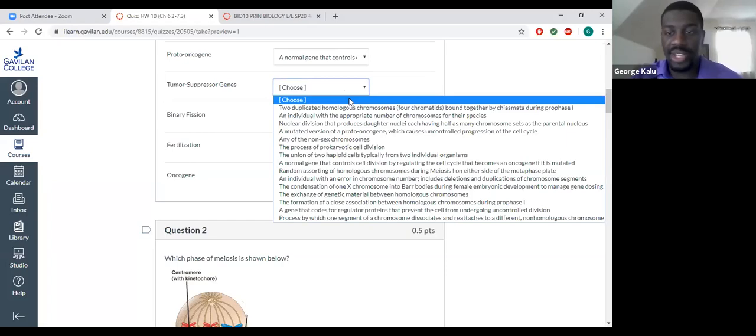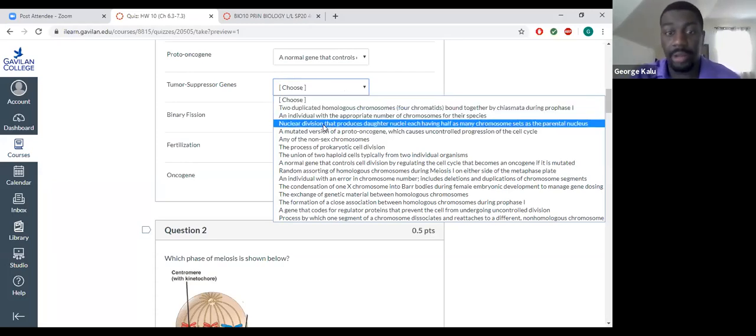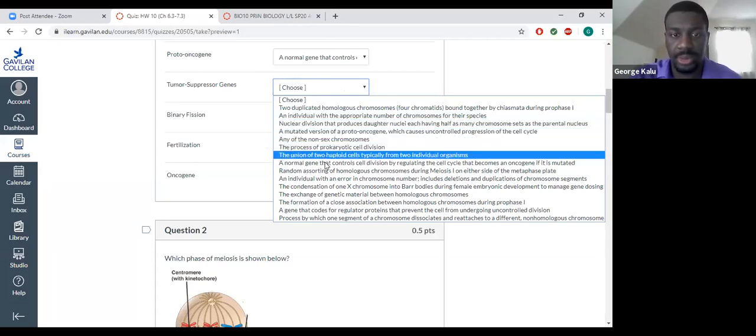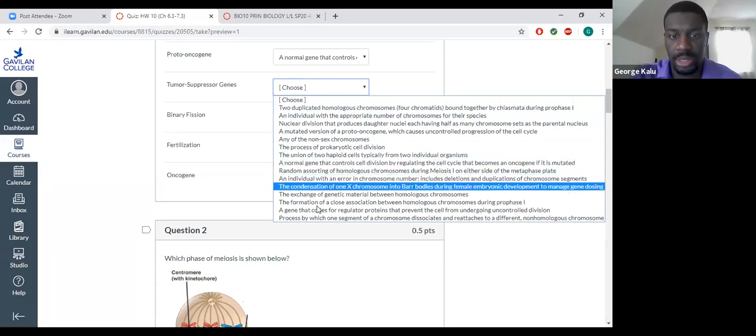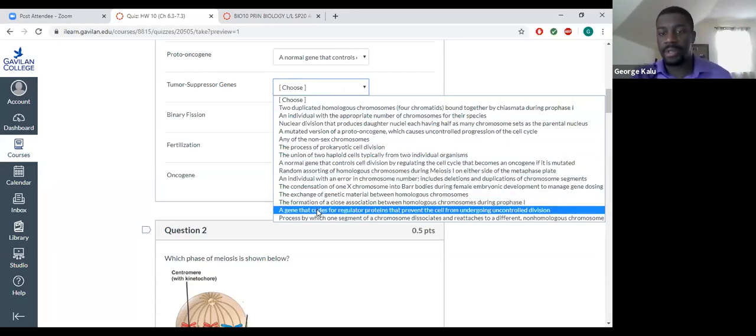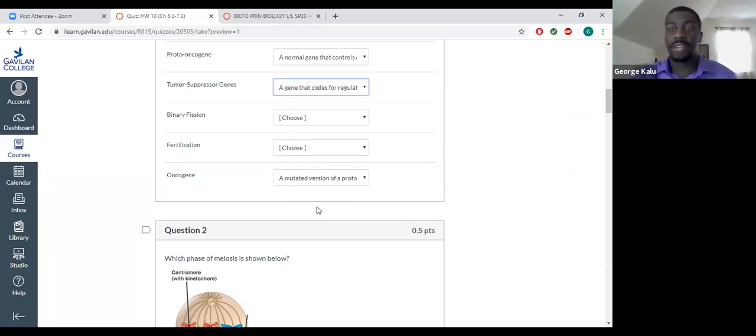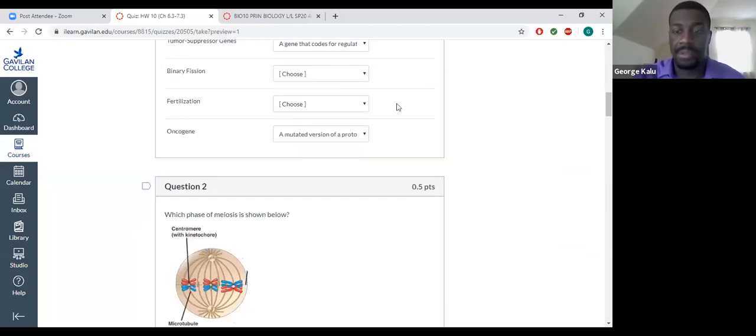Okay. What is a tumor suppressor gene? All right. It's going to be a gene that codes for a regulator protein for the cell cycle. Yeah, so it's going to be a gene that's going to code for regulator proteins, and that will cause the cell cycle to stop at each of those checkpoints. Okay. And that'll help to prevent against any mutations.